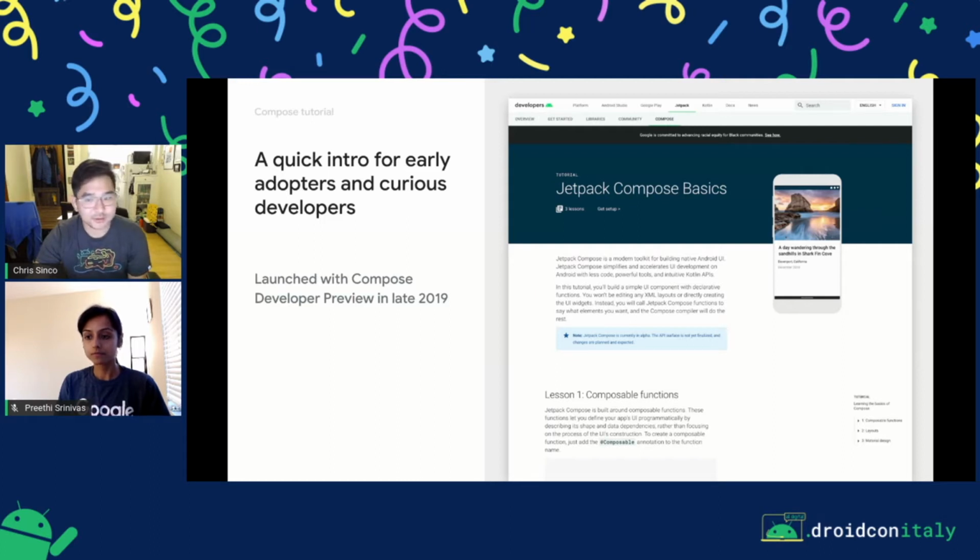this is something that we had launched with the developer preview back in late 2019. With the intent of really being a quick intro for some of the early adopters of Compose and for those developers who are just curious to try it out, but not quite put in their apps. The idea was that we wanted to have a unique and modern experience on the site to help folks jump into Compose with minimal commitment. And this is kind of different from some other guides or documentation types that we've put on developer.android.com before.